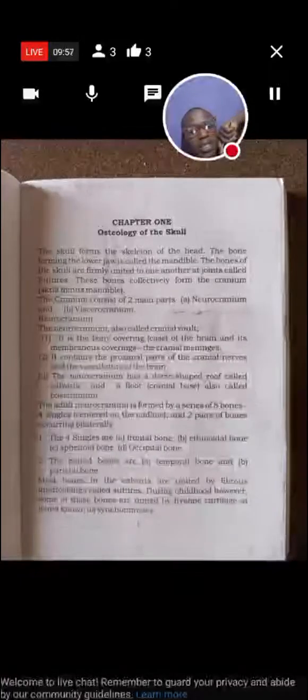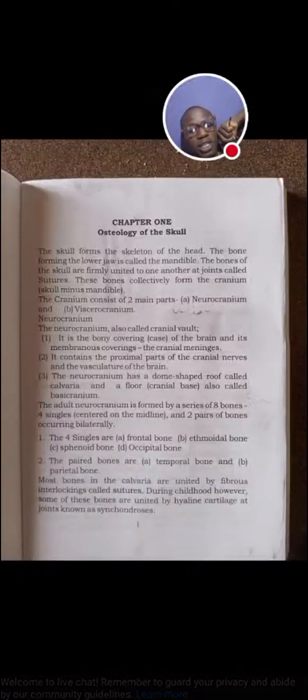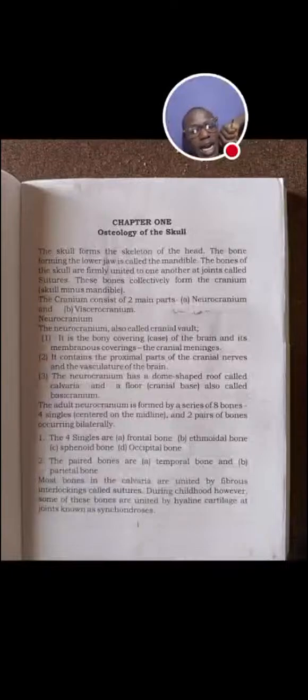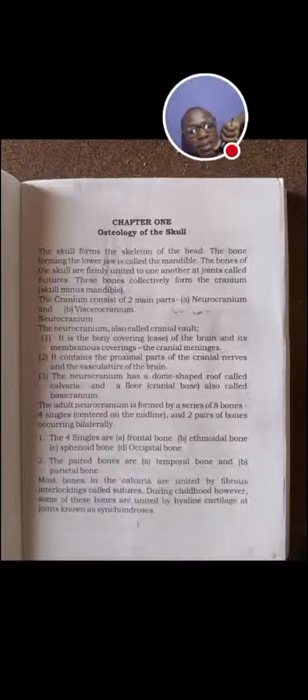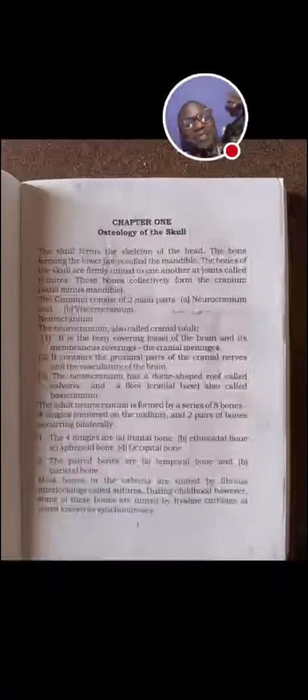Look at the next two. That's the two paired bones, the temporal and the parietal. The temporal and the parietal: TP. So each time you say TP, you should remember temporal and parietal.